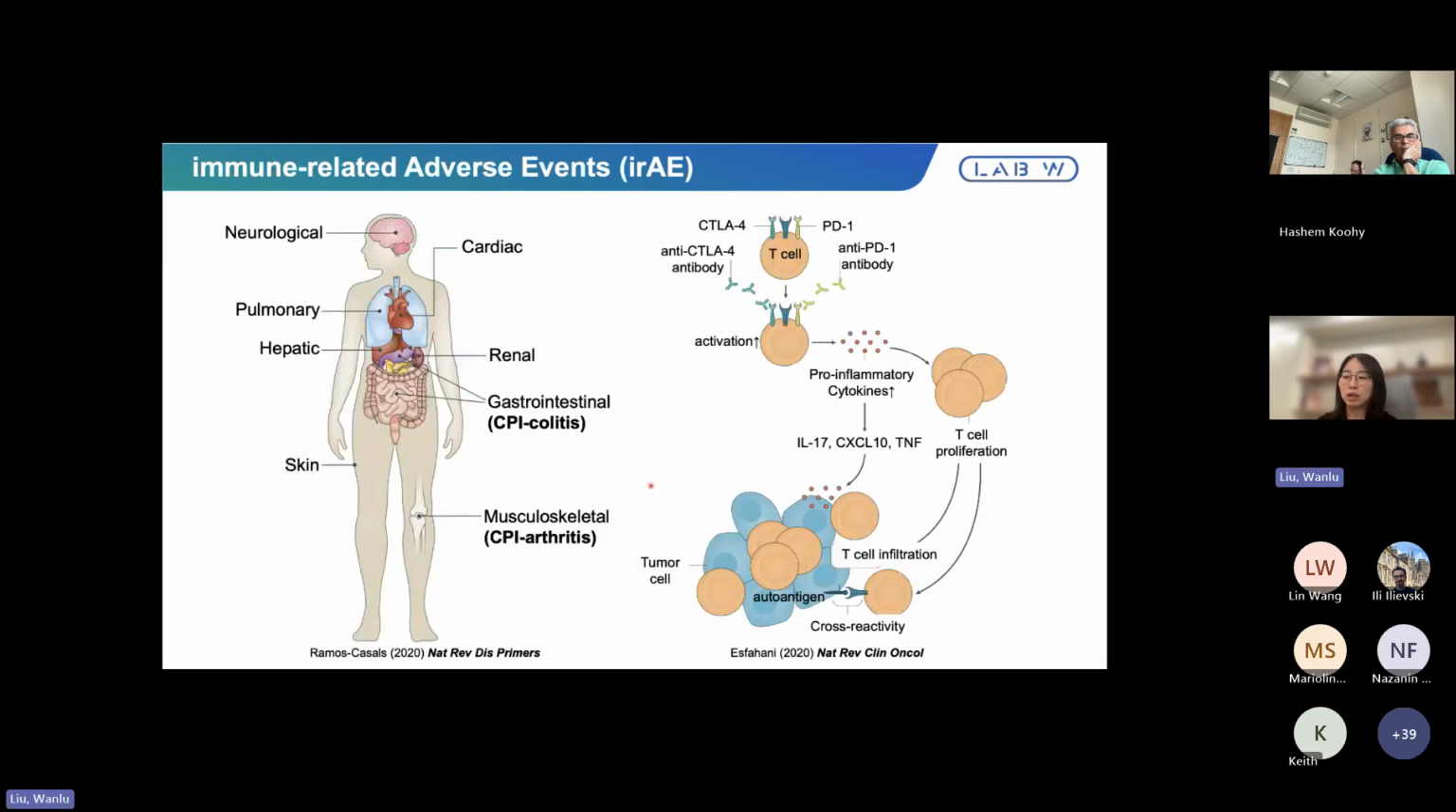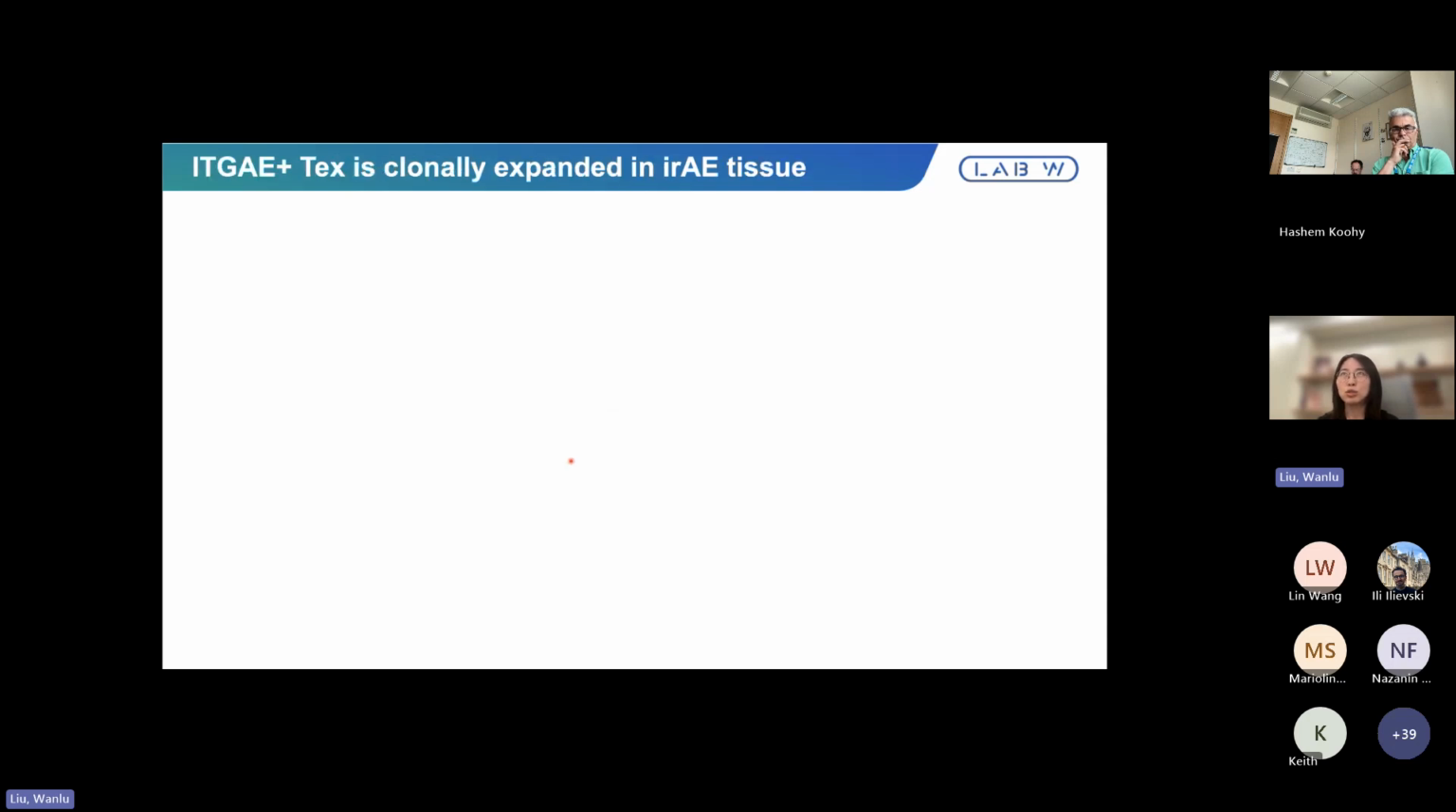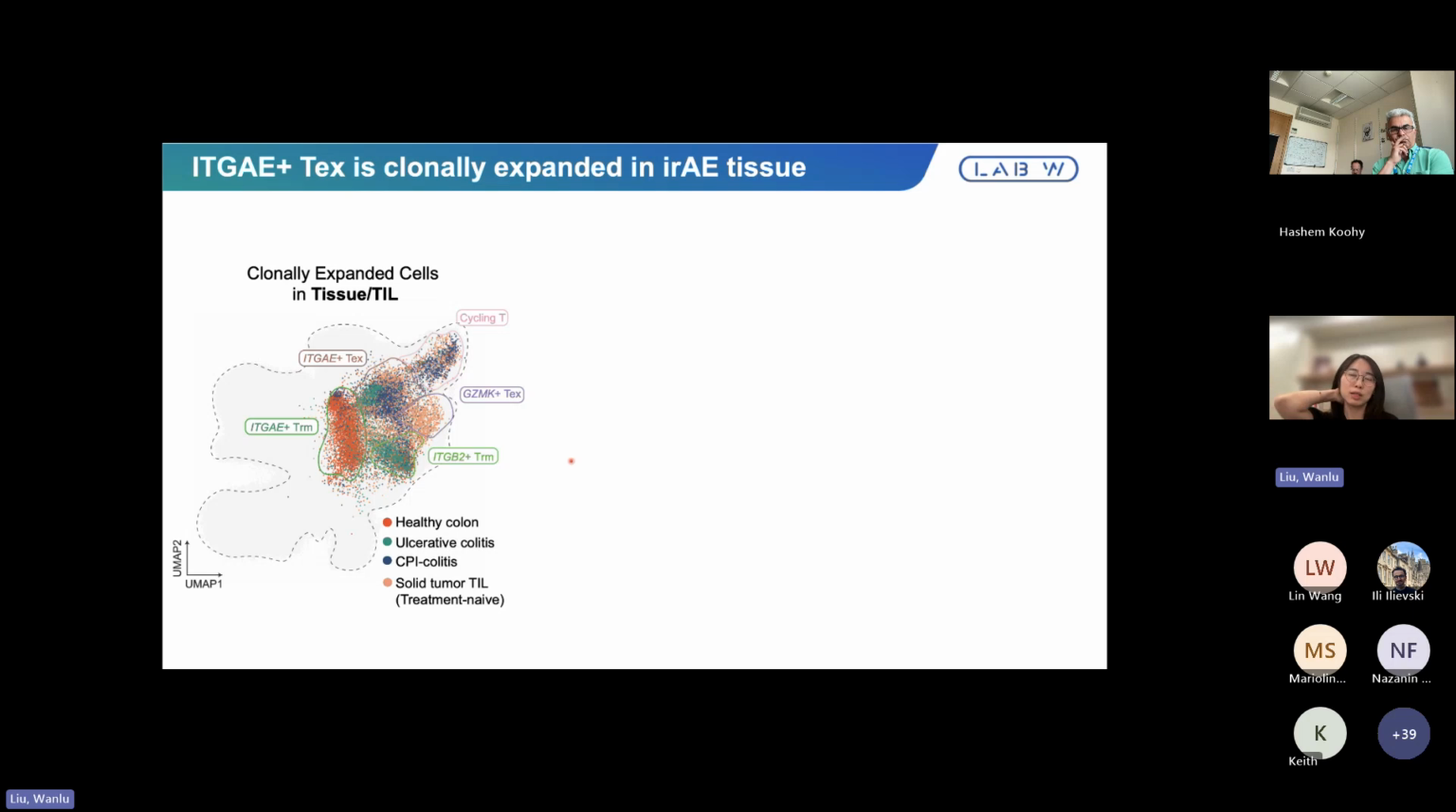Another thing that drew our attention is IRAE. This is immune-related adverse events, which usually happen after PD-1 or CTLA-4 blockade therapy, where those activated or proliferated T cells might enter tissues, not only the tumor, and may recognize some autoantigens and, because of cross-reactivities, cause other autoimmune-like symptoms, for example arthritis or colitis. So in our data sets, we actually have this type of data, which is caused by CPI colitis.